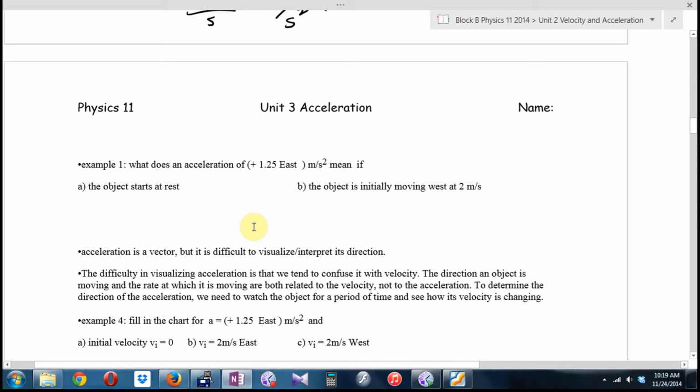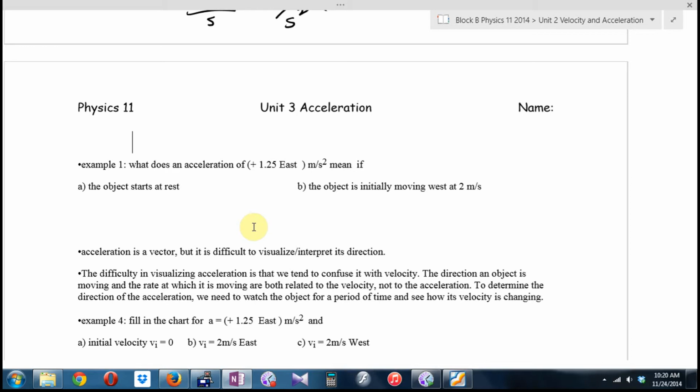Example 1. What does an acceleration of 1.25 meters per second squared to the east, or to the right, mean if A, the object starts at rest, and B, the object is initially moving west, or to the left, or backwards, at 2 meters per second? We're going to answer that in the next couple of examples. So I'm not going to answer that here, but that's what we're going to try to answer.